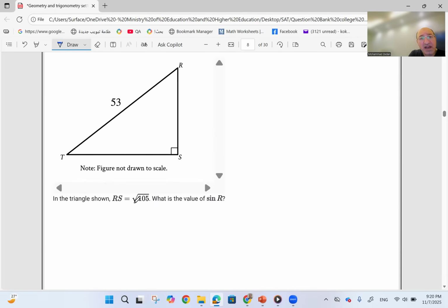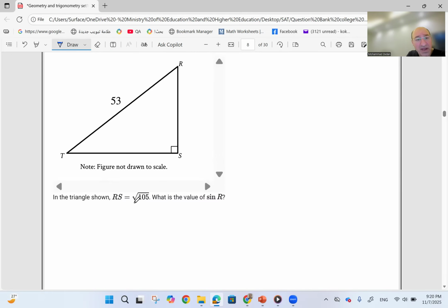Question number 8. I have a right triangle, 53 is the length of the hypotenuse RS, and this side is the square root of 105, something like 10.2. What is the value of sine R? Sine R, as you know, in a right triangle is the opposite over the hypotenuse. The opposite side is unknown, but I can find it.